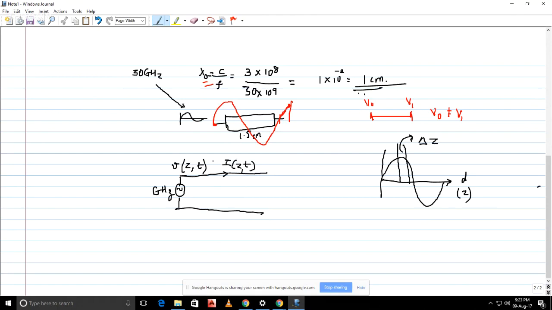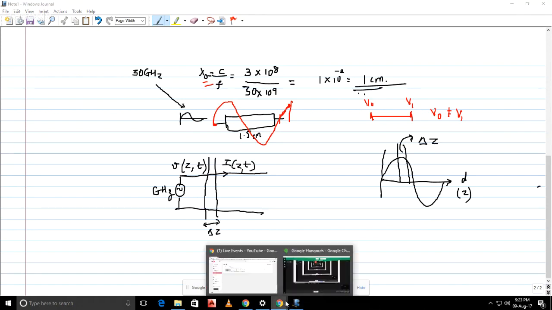So what I'm doing is I'm splitting this line, or partitioning this line, into a very small segment, or I'm pulling out a very small segment whose length is delta z, and on this delta z I see no phase variation. Agreed, everyone? Am I making sense?